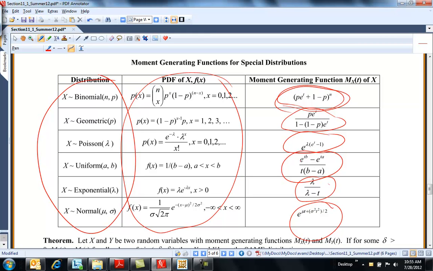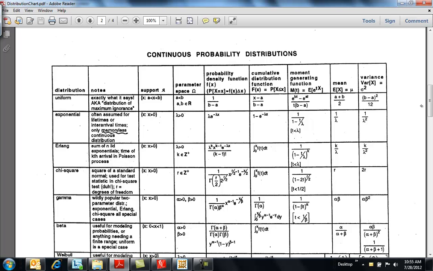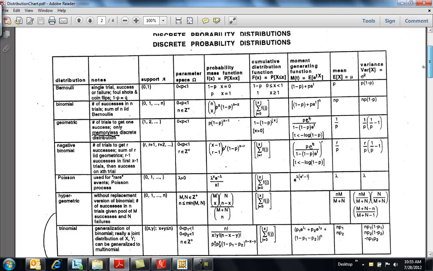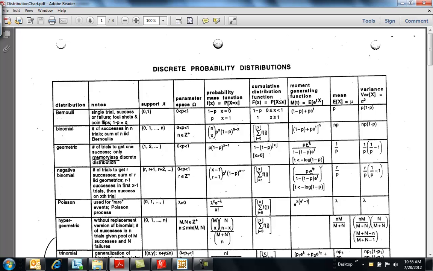So I also put this on that probability distribution chart that I gave you. I think I have it down here. Yeah, here it is. So if you go back to that, I had all the important functions on here, even some that we didn't cover. This is a great sheet, right? It shows you support, it shows you parameters, it shows you density function, cumulative. Here's moment generating function, mean, variance.